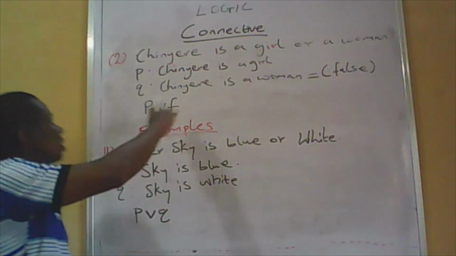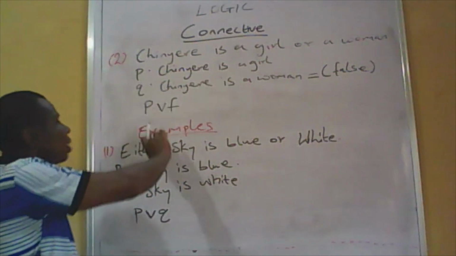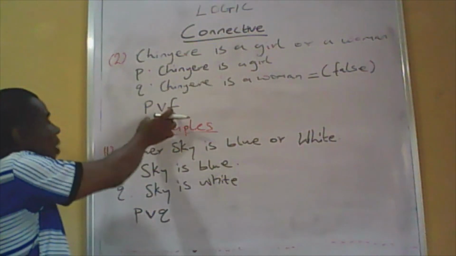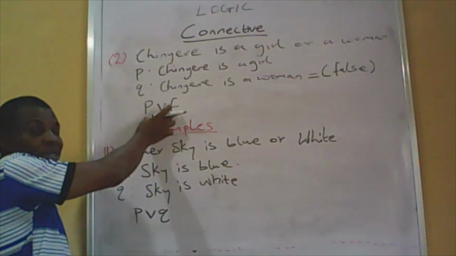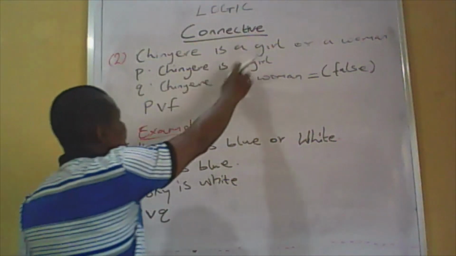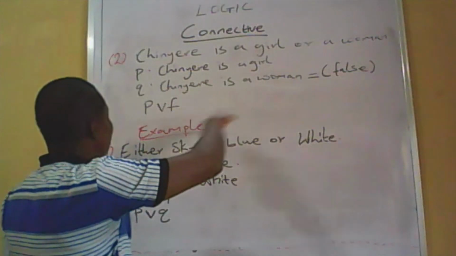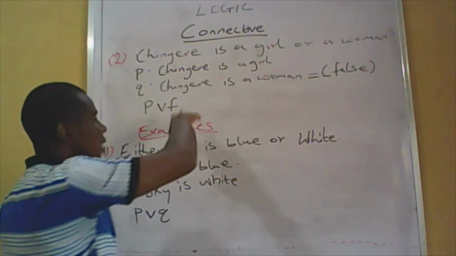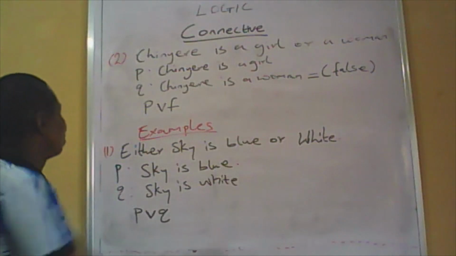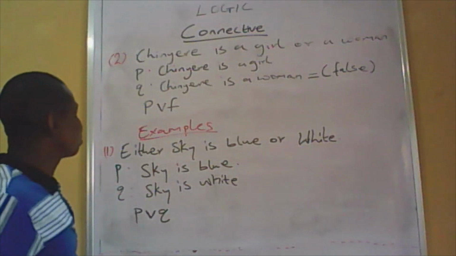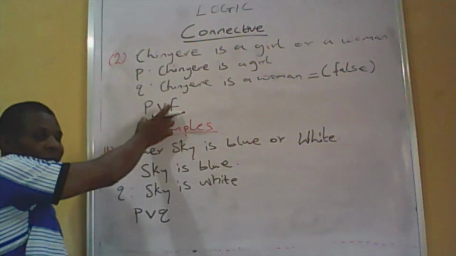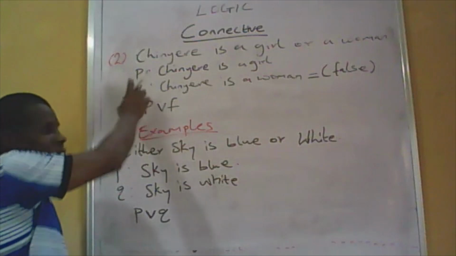That's why we say P or Q. You can see that this connective combines these two statements together as a single statement, read as P or F. That is to say, Chinyere is a girl or Chinyere is not a woman. So this is the example of the connective. We have used it to combine two statements together, P and F. And this F is equal to Q.